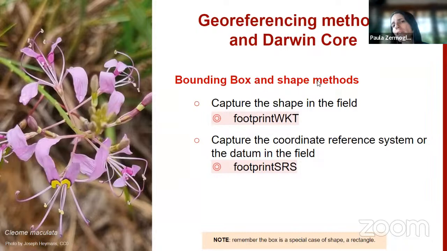If we're using the bounding box and the shape methods, we will capture the shape. Remember that the bounding box is a simple case of a shape. And we will capture that shape in footprint WKT. Refer to the previous part of this session for all the definitions of these fields. And we will capture the coordinate reference system or datum in footprint SRS.